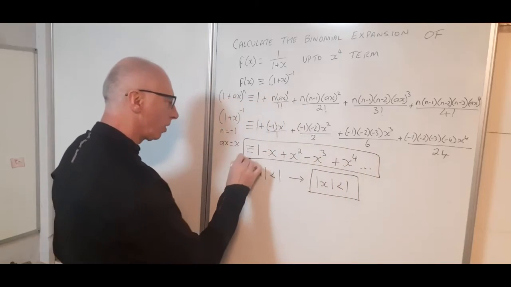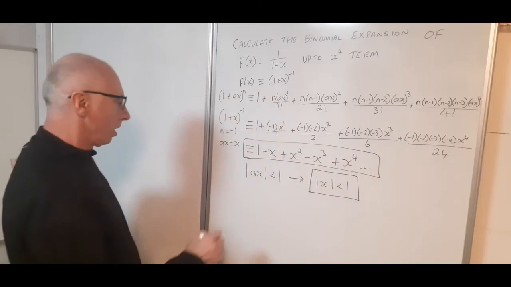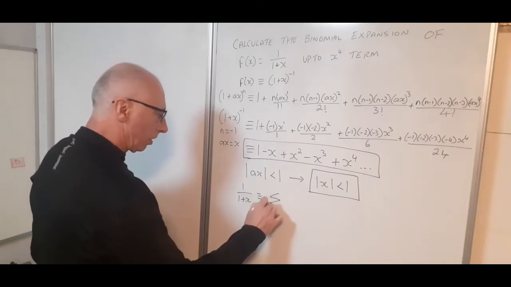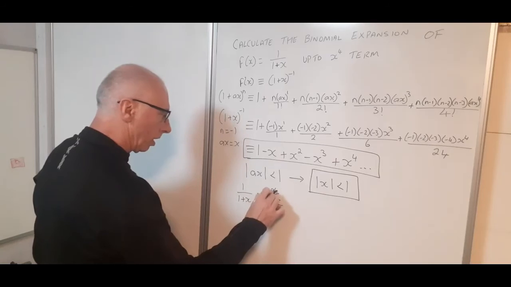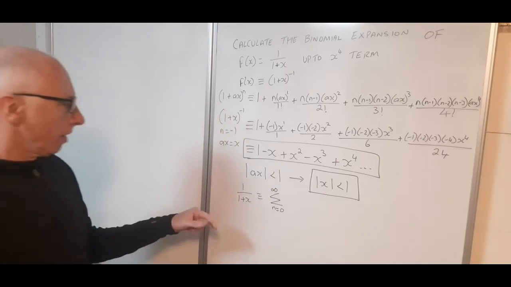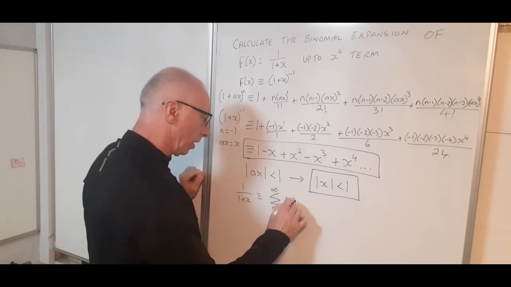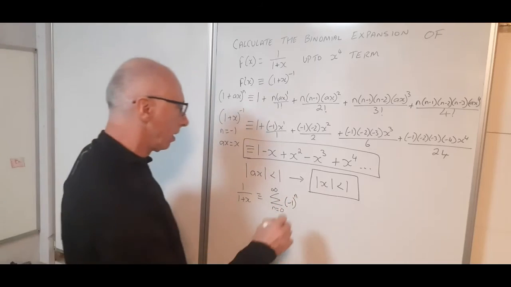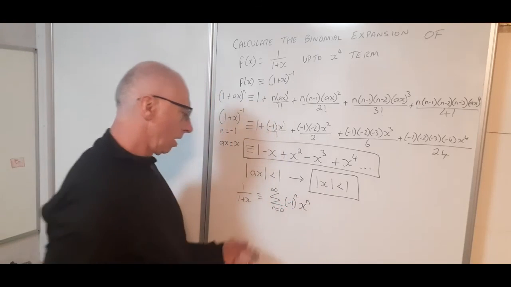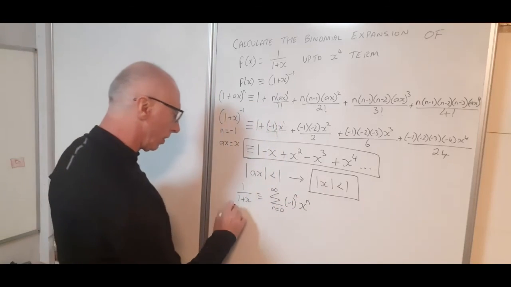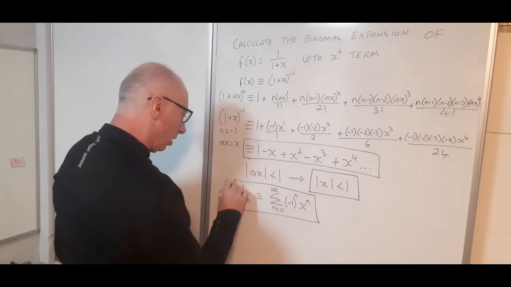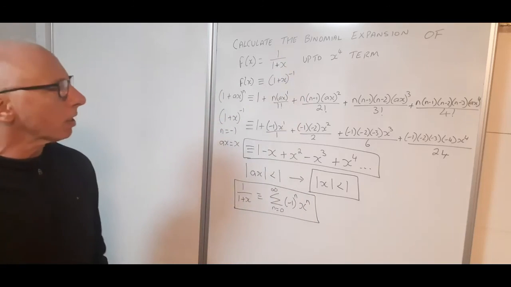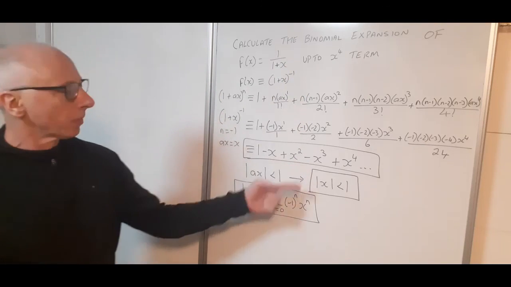And now I'm going to show you guys what it looks like in sigma notation. So here I've got 1 over 1 plus x. That's equivalent to the sum from n equals 0 to infinity of minus 1 to the power of n, multiplied by x to the power of n. And that's how we could write that in terms of all of its expansions. And that's how we take care of explaining 1 over 1 plus x in binomial expansion in terms of a polynomial. Okay.